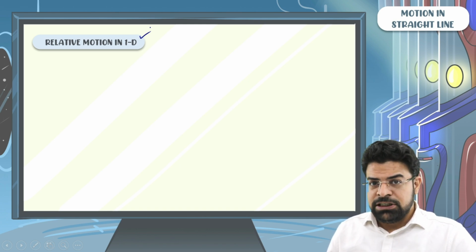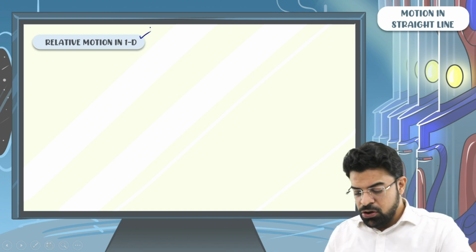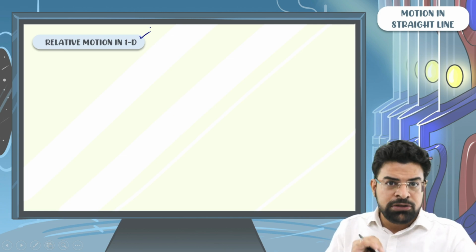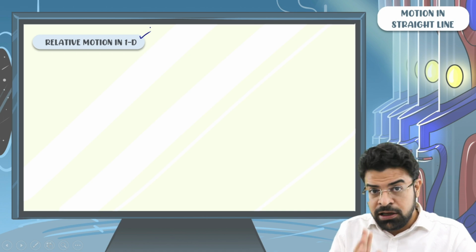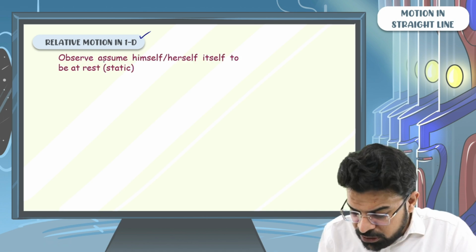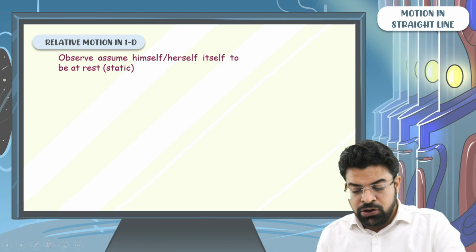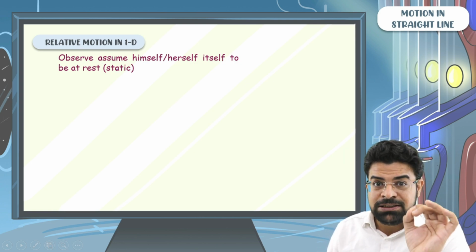First thing which I say you have to remember is that whomsoever observes the motion, he, her, itself assumes to be at rest. Observer assumes himself, herself, itself to be at rest. So the observer always assumes itself to be static.